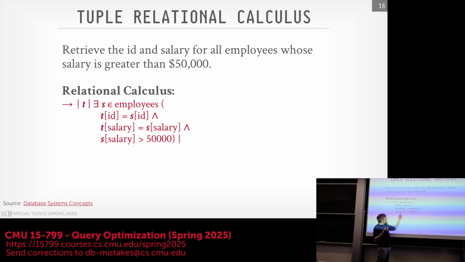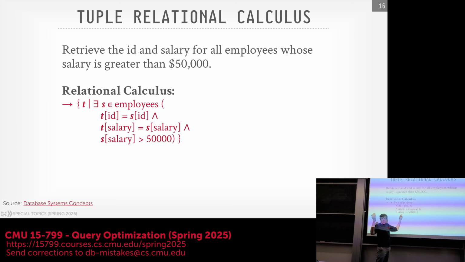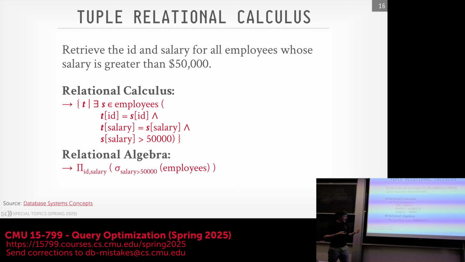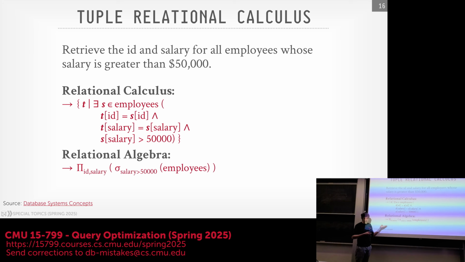And then we have our conjunction clause to say where salary is greater than 50,000. So for all the tuples S in relation employees, only match the ones where the salary attribute is greater than 50,000. That's it. And then here's the equivalent relational algebra, one variation of it.